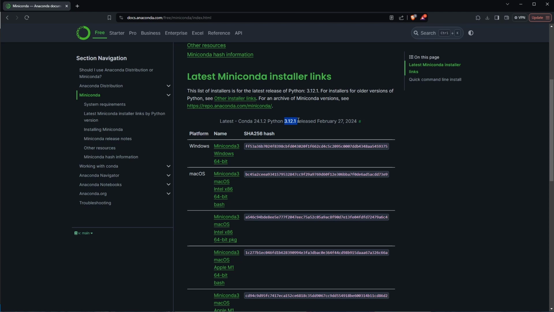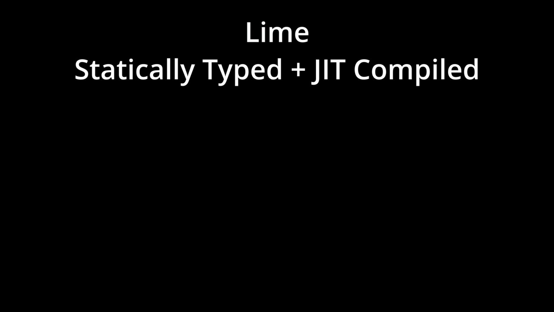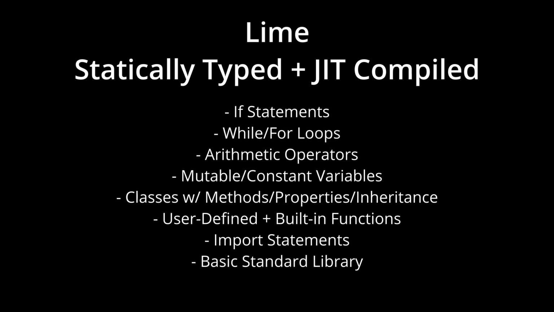Alright, so the language we are building is called Lime. It's going to be a statically typed and JIT compiled language. It's going to be built in Python and LLVM. Some of the features, we're going to have conditional statements, so if else, or else if else, while for loops, all of the arithmetic operators, mutable and constant variables. We're going to have classes, class methods, properties, and then we're also going to have inheritance of classes, functions, function scopes, as well with variables.